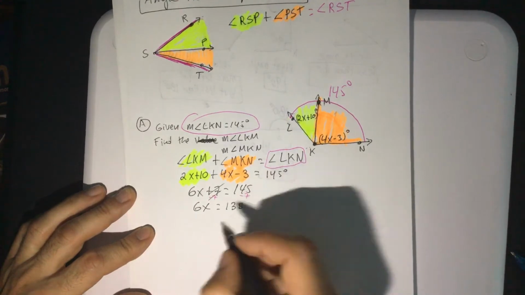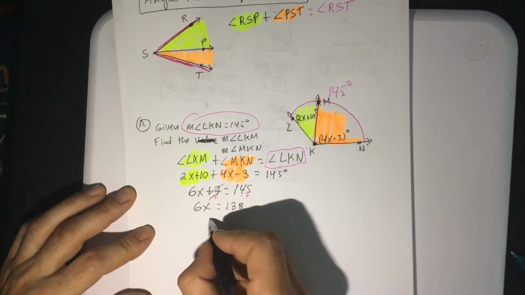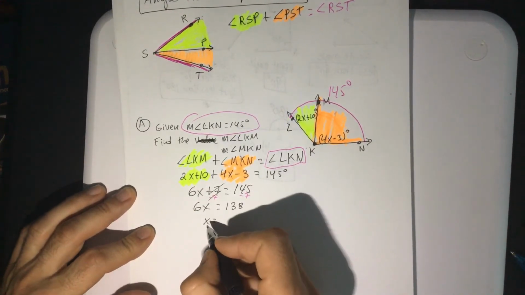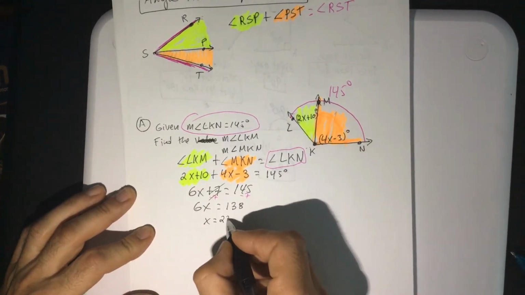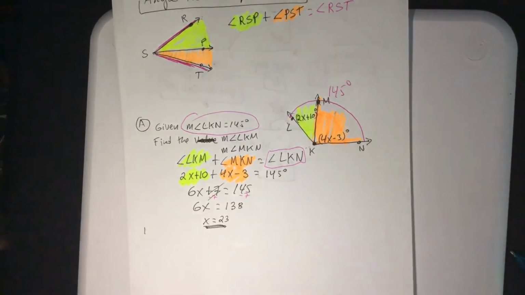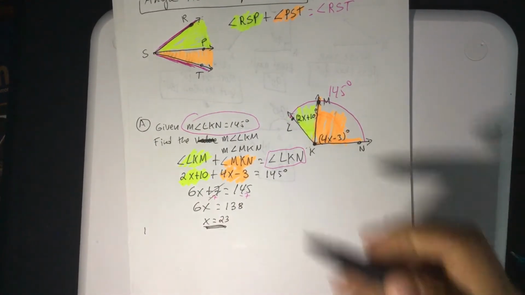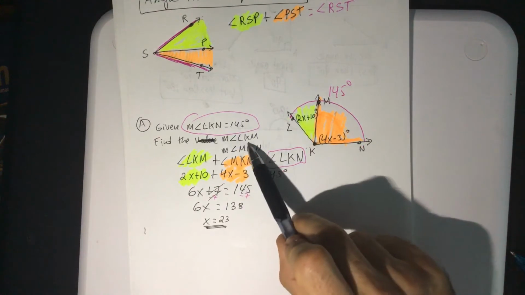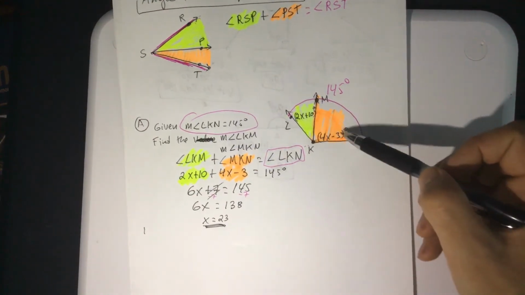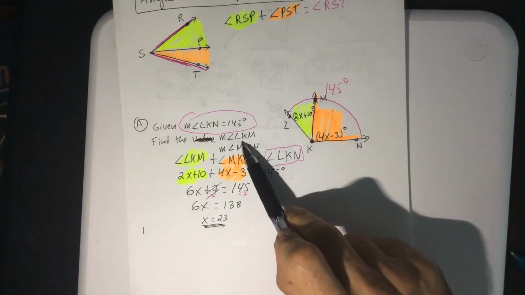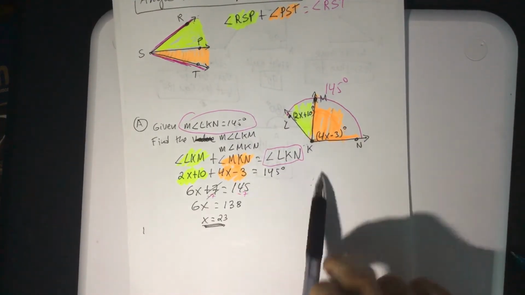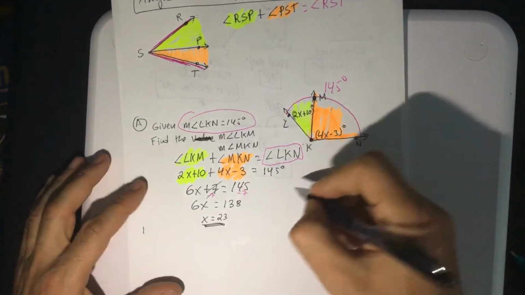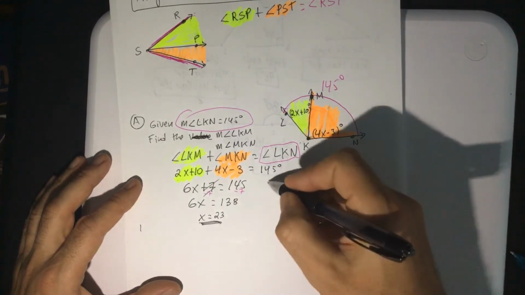And if you divide by 6, both sides should be getting 23. I think it's 23. Okay? Now, that is not the answer. That is x. To find out the answer, because they're asking you basically finding the measurement of angle, the yellow angle and the orange angle, so angle LKM and angle MKN, you need to plug in that information into that, right? So let's do that.